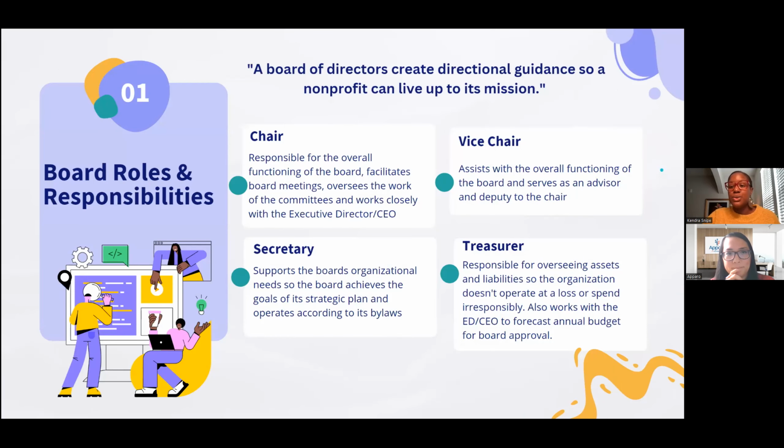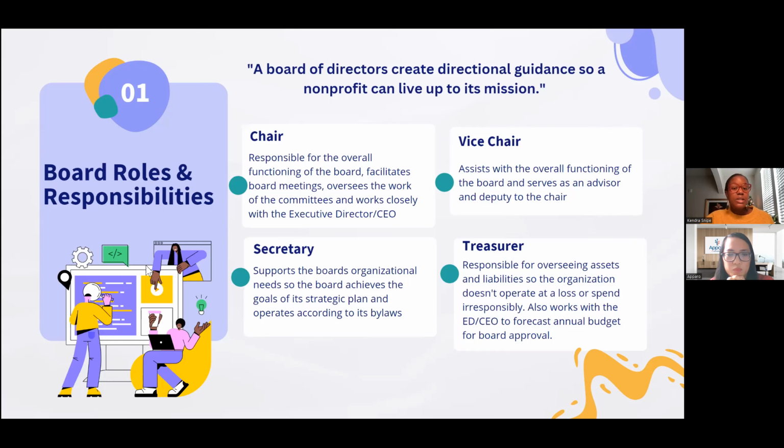Let's move on. I don't want to assume that people should know exactly what each role looks like, what this means, and how you should go about it. So what I did was I started from the very beginning. What is a board of directors? A board of directors is supposed to create directional guidance so that the nonprofit can live up to its mission. These are 4 positions that make up the executive committee.